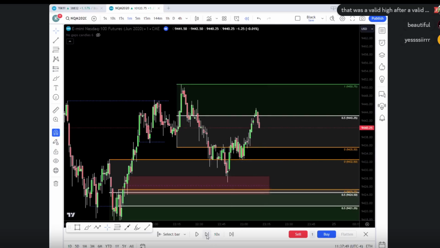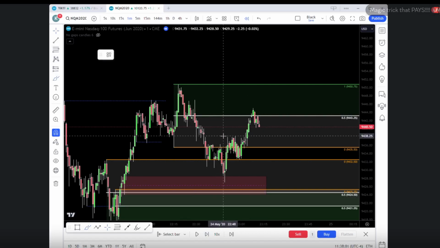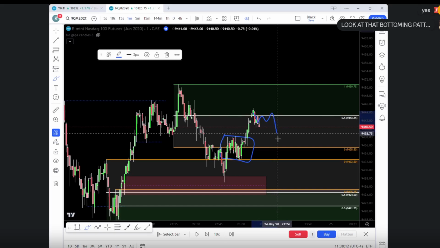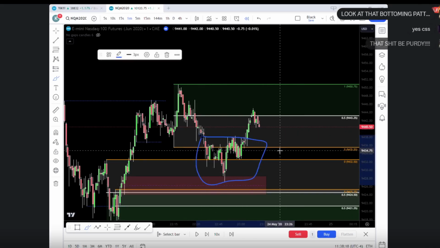Play a few bars. By the way, anybody short for a 1-to-1 here? Is it viable to expect this lower time frame zone to be tapped into again? If we get, and this is the key word, if we get something in here that takes us lower. Yes, burn this pattern into your brain.